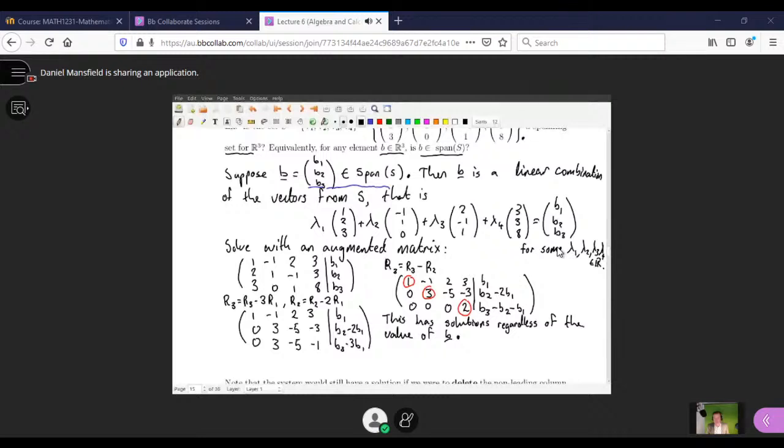Hence, every value of B can be expressed as star, and belongs to the span.